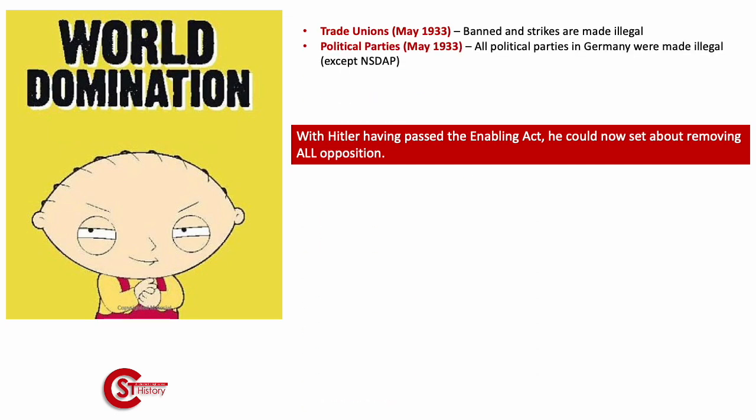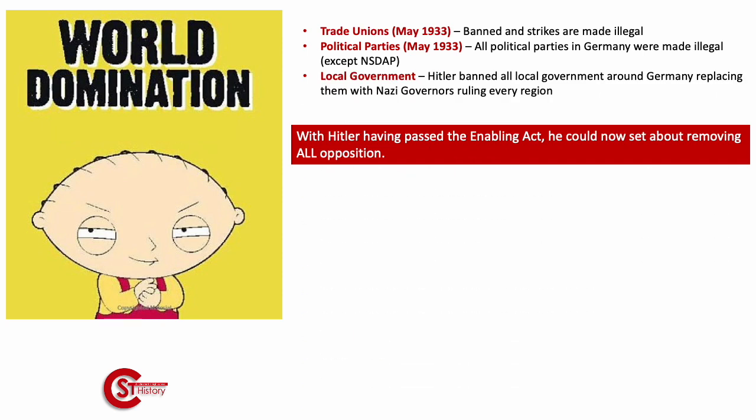He bans all political parties. Now, we knew that. That's what they were voting for in the Enabling Act. So all parties are now gone, of course, except the NSDAP, the Nazi party. So there's no one else to vote for, which is essentially the end of democracy. And all local government now is going to be replaced by Nazi governors. All right, so probably similar to those Gauleiters, I'd imagine, that we talked about in the rebrand. They're going to basically be controlling all parts of Germany, even the local councils.